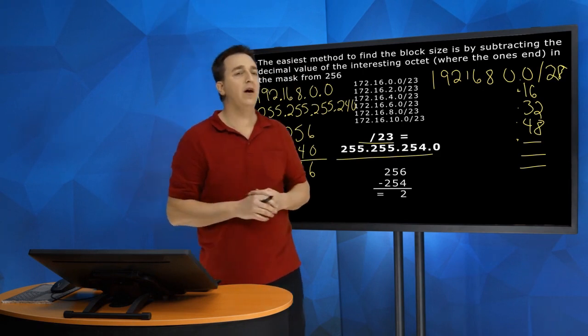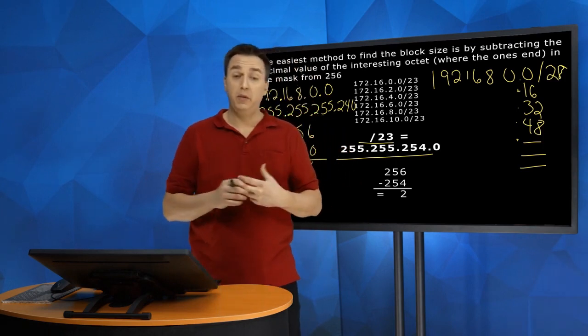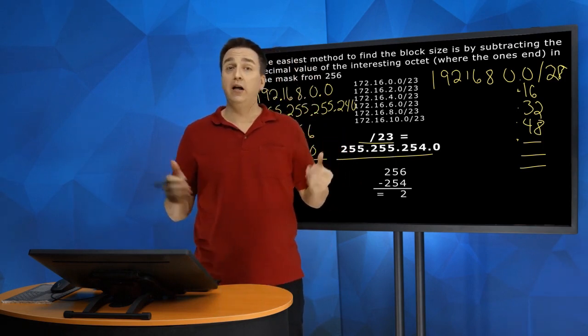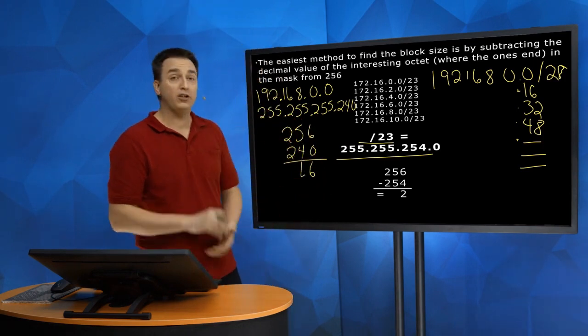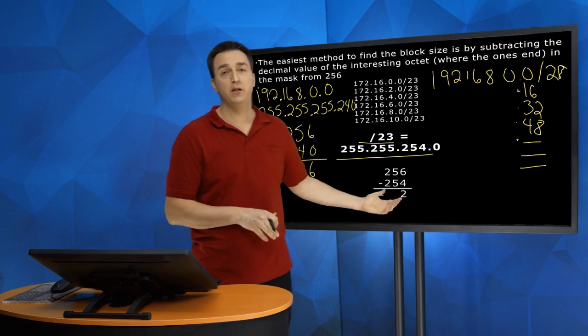So 2 different methods for finding the block size. One is basically finding the decimal value of that binary bit position. And the other one is magic 256. Subtract 256 from the dotted decimal number.